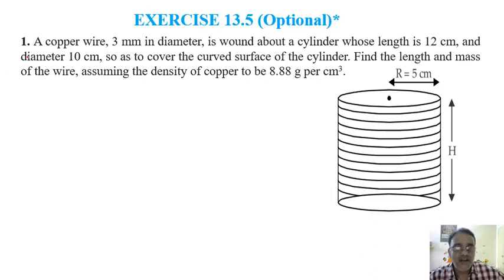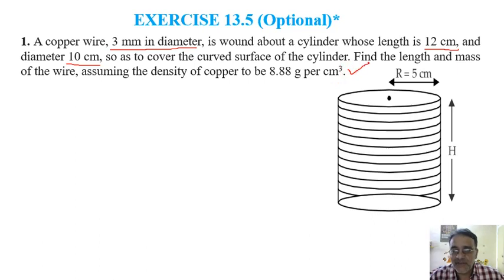The question is, a copper wire 3 millimeter in diameter is wound about a cylinder whose length is 12 centimeter, and the diameter is 10 centimeter of this cylinder, so as to cover the curved surface area of the cylinder. Find the length and mass of the wire assuming the density of copper to be 8.88 gram per centimeter cube.